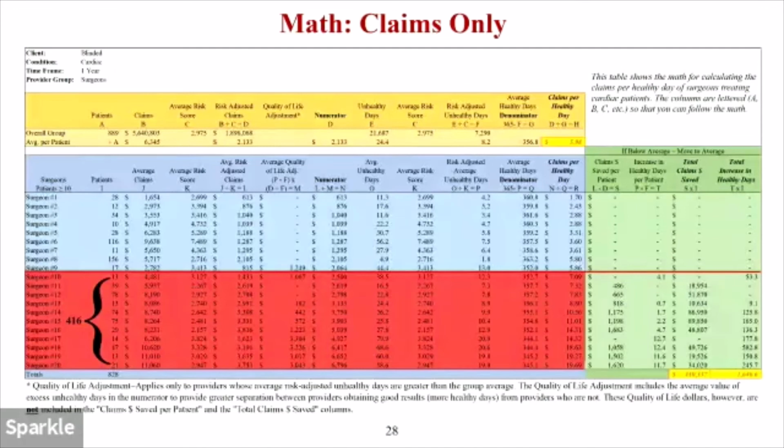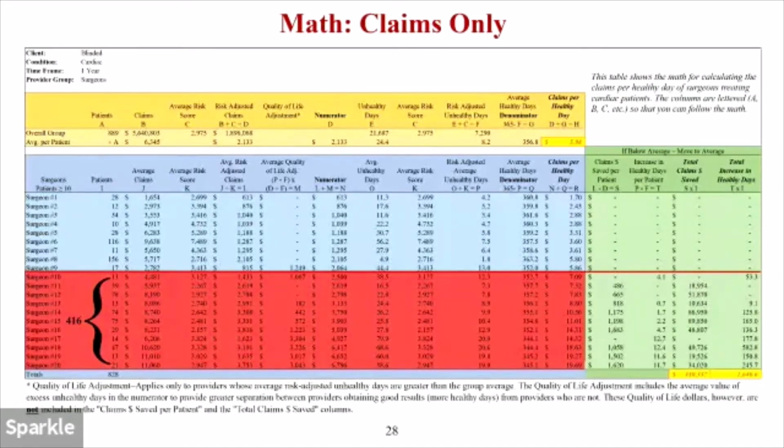Now, if you flip over your handout, we'll go through real quickly the claims per healthy day solution. Here we can tell on the top that we're dealing with cardiac patients, seeing surgeons. In the gold again is the group average. In this data set, there were 889 folks seeing these cardiac surgeons. Total claims was 5.6 million. Means the average claims per person is 5.6 million divided by 889 or $6,300.